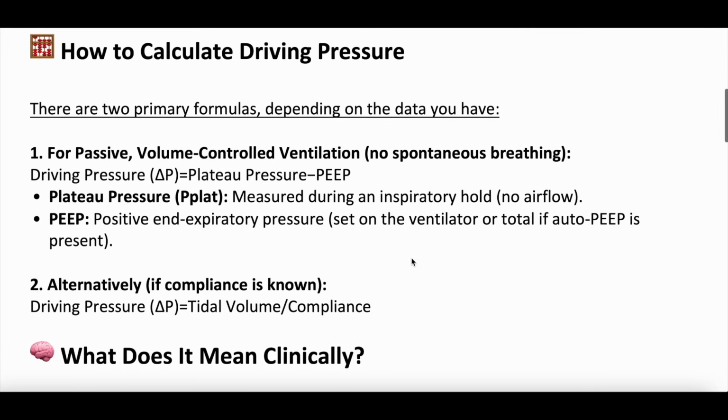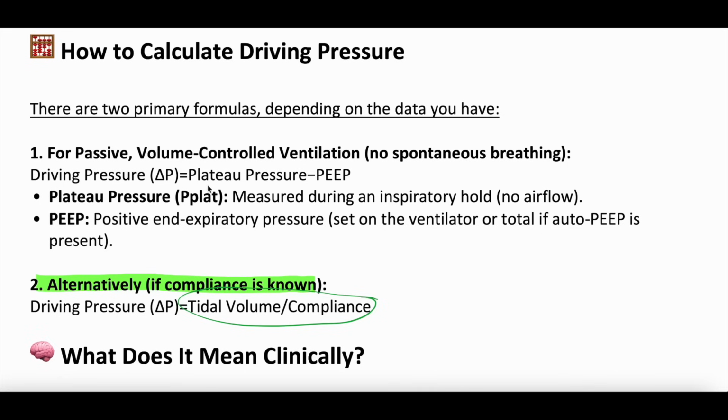There are two main formulas depending on the data you have. One of these is the most common, so we're going to start with the less common formula. If you know the compliance, driving pressure is actually the tidal volume divided by compliance. This is a representation of what driving pressure is, but it is not as clinically useful.